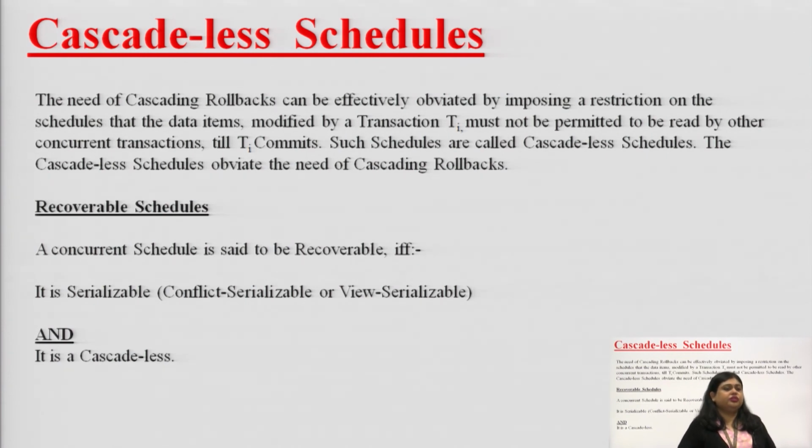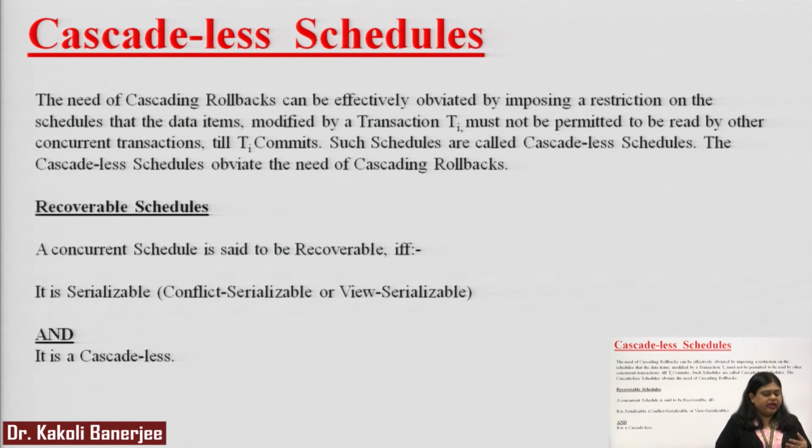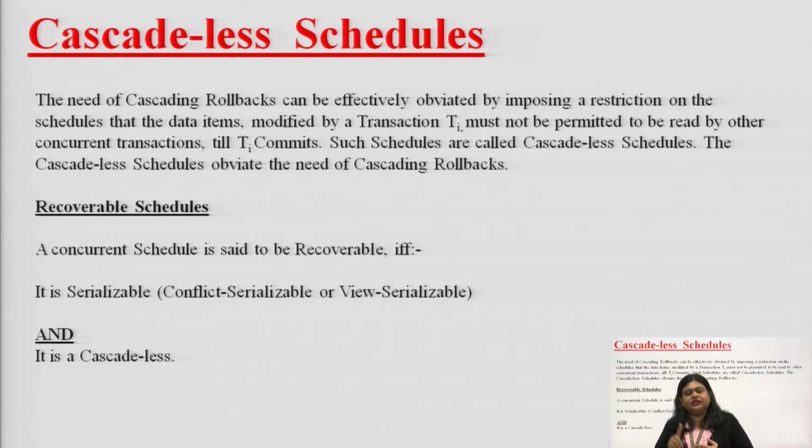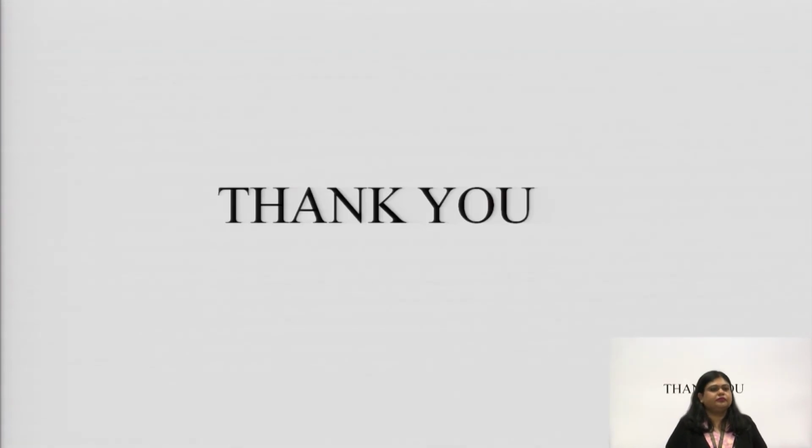To remove such overheads, what should we do? We should always prefer to have cascadeless schedules, and the need for cascadeless schedules can be effectively met by restricting the schedule of the data items. So the main idea is to have a cascadeless schedule. A concurrent schedule is said to be recoverable under two conditions: if it is serializable and if it is cascadeless. Thank you so much.